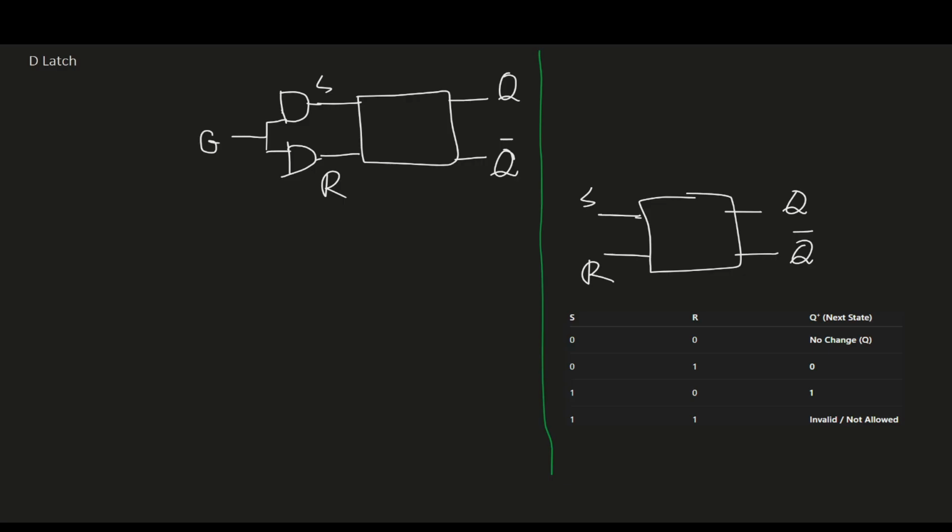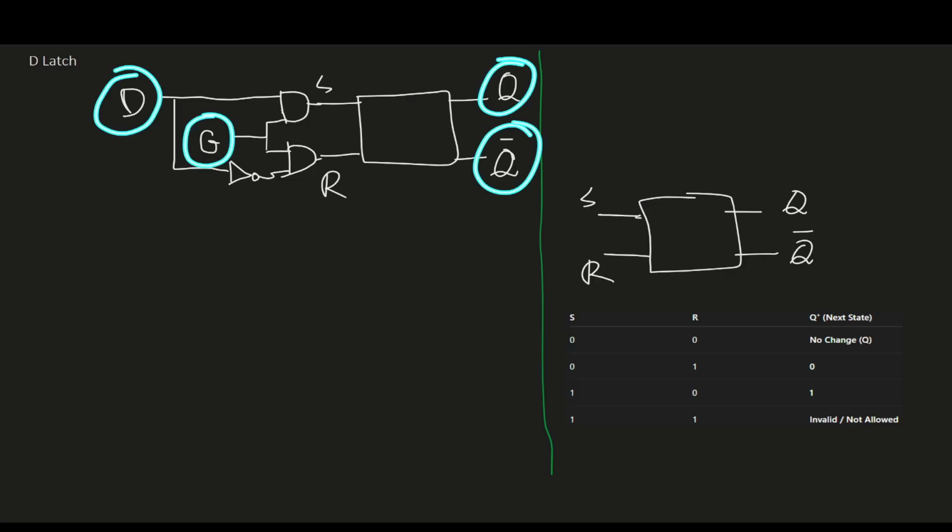This is our G, and then we can use another input, the D, and then we can use an inverter or NOT gate, and this will be the other input for the bottom AND gate. So now this whole circuit will be the D latch. It has two inputs, D and G, and two outputs, Q and Q bar.